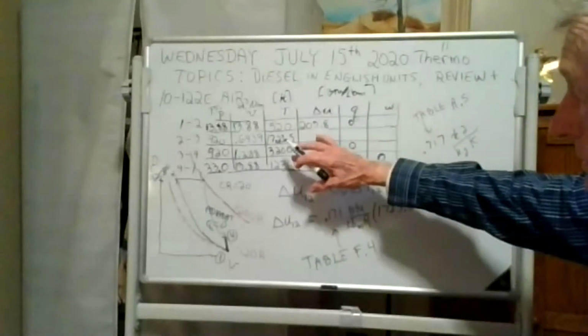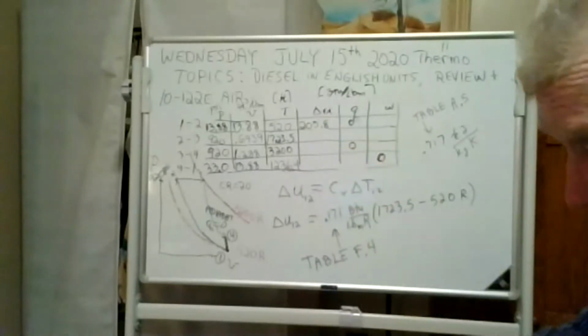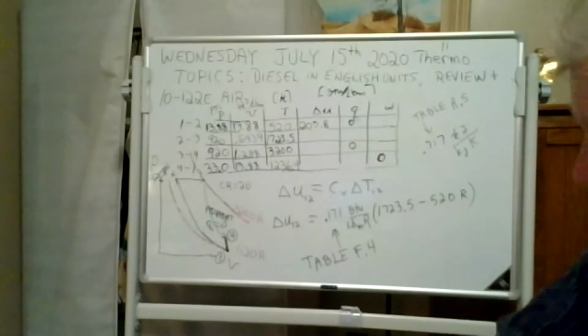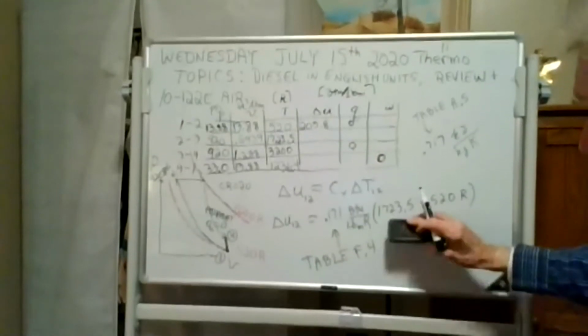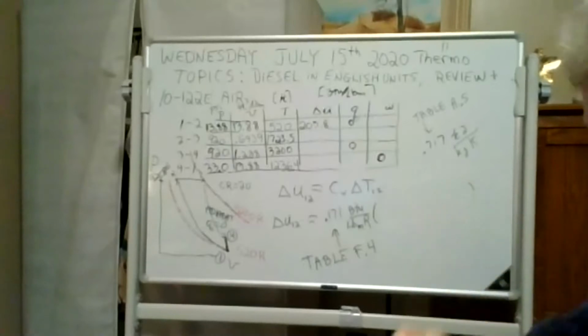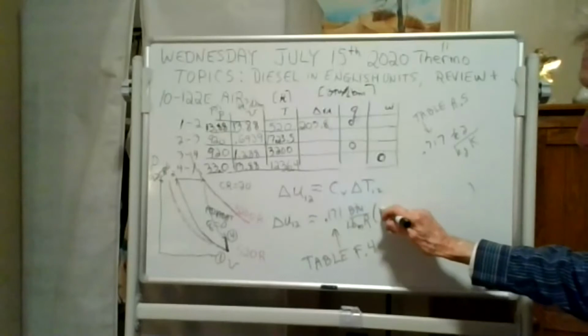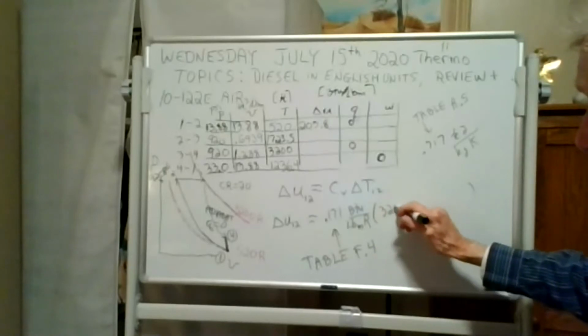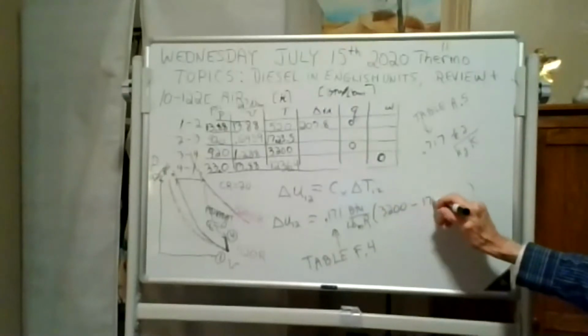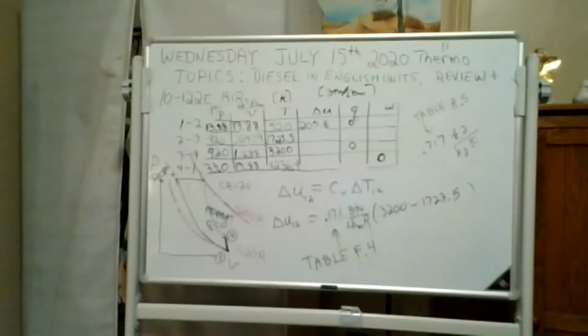Okay, now we're going to get the delta U here from 2 to 3. All right. Well, you know, it'll be the same deal. It's just you got to put in the different temperatures here. Let's see. That'd be 3,200 minus 1723.5. Okay, go ahead and get that one.